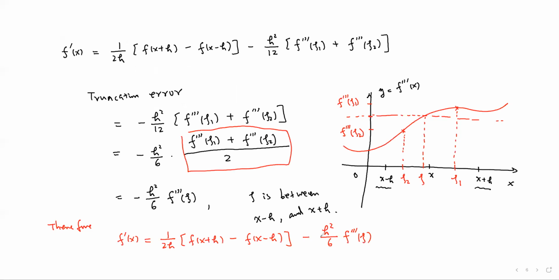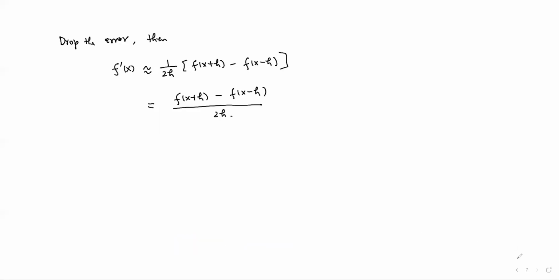Because the truncation error is some number times the square of h, and a square is usually a small number, we call this formula, this approximation, an order 2 formula for the derivative. An order 2 formula is more accurate than an order 1 formula.